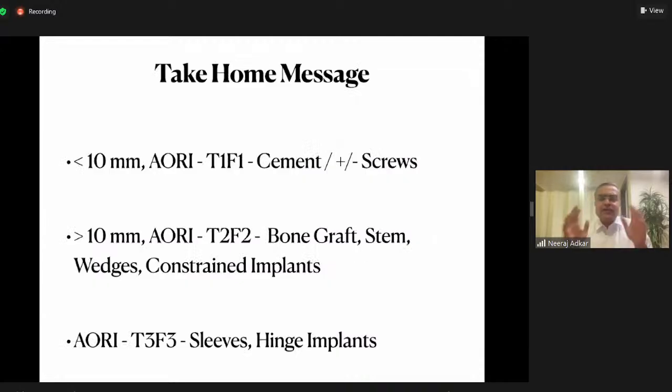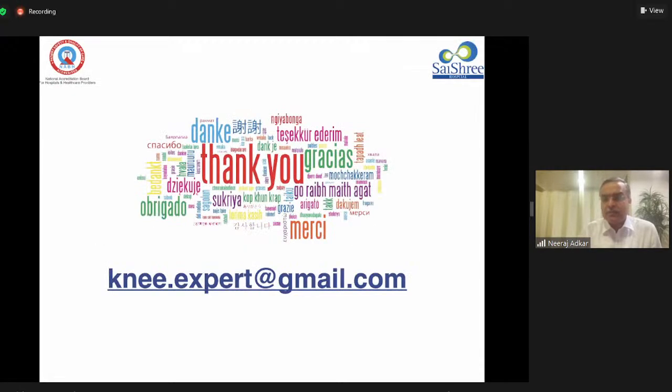So friends, for a defect of less than 10 mm, you can get away with undersizing or resecting the tibia slightly more, maybe 2 mm, not more than that, and then cement with or without screws. For more than 10 mm, AORI T2F2, a bone graft stem is mandatory in such cases. Wedges or constrained implants, if required, we must keep ready on the table. And for AORI T3F3, sleeves and a hinge implant are the recommended type.